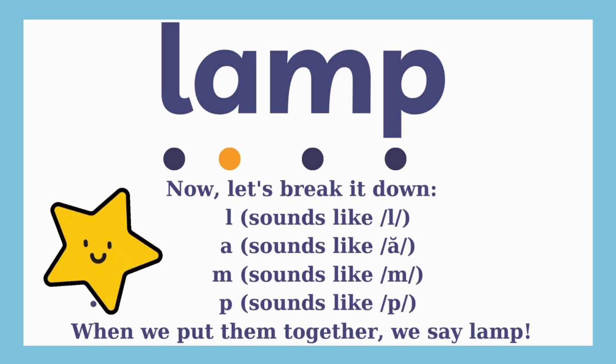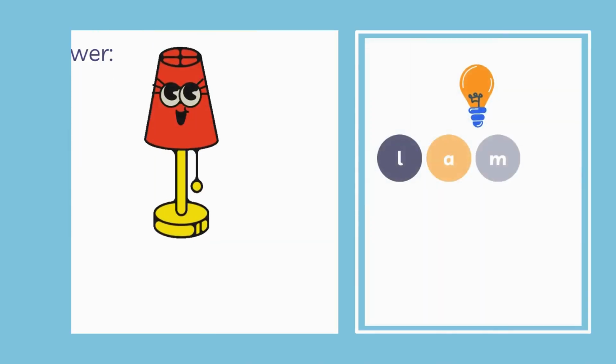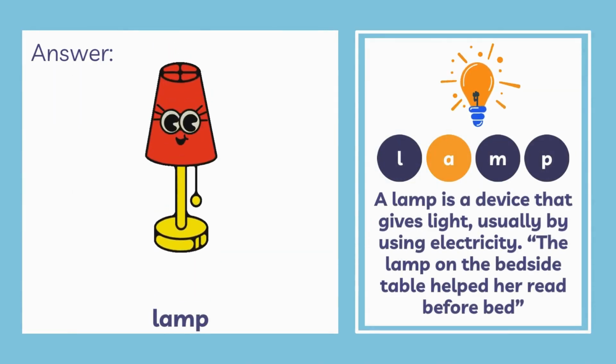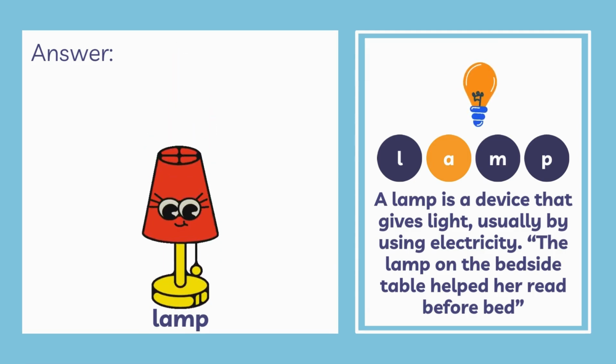M sounds like M. P sounds like P. When we put them together, we say lamp. Lamp is a device that gives light, usually by using electricity. The lamp on the bedside table helped her read before bed.